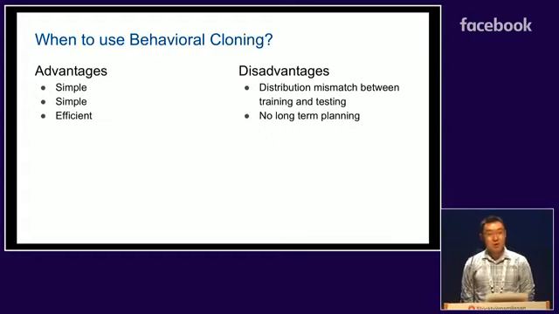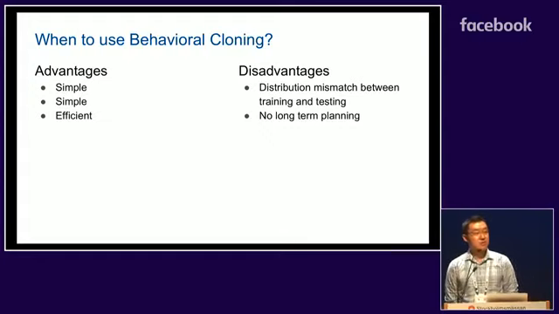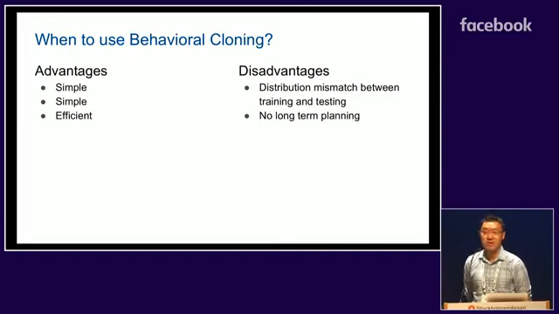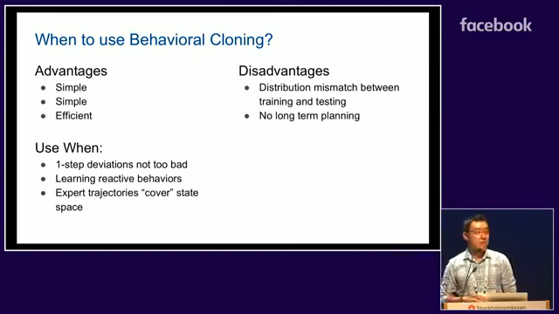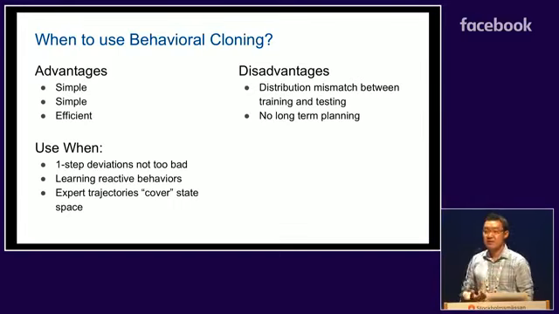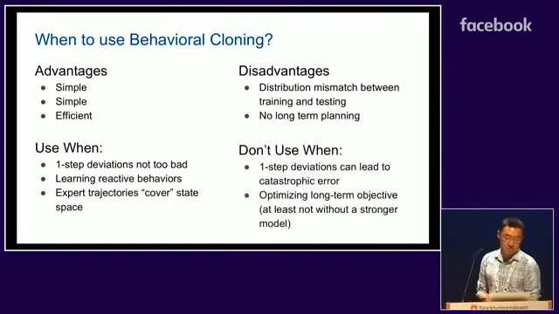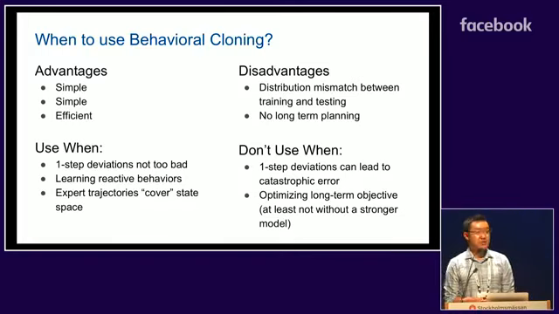And in particular, one application where this matters a lot is when your decision-making setting requires some notion of long-term planning. So you should use behavioral cloning when one-step deviations are not too costly. If you're learning reactive behaviors where you can quickly recover and get back onto the distribution of the expert, and when the expert trajectories, in some sense, cover the state space pretty well, right? You should not use behavioral cloning when the one-step deviations can potentially lead to catastrophic error, and when you're trying to optimize some kind of long-term objective, at least not without a stronger model class.